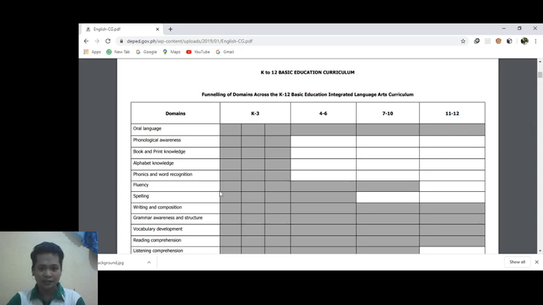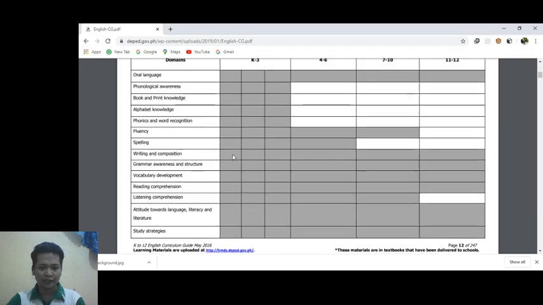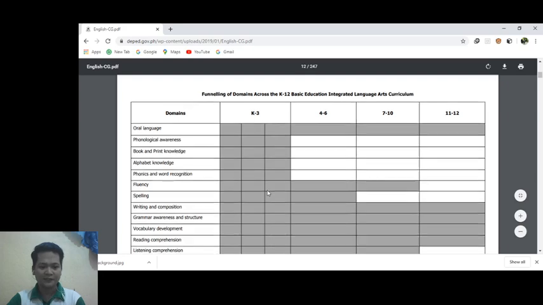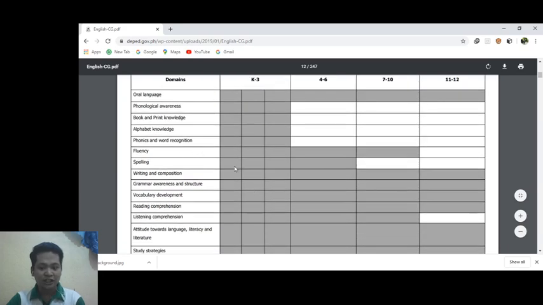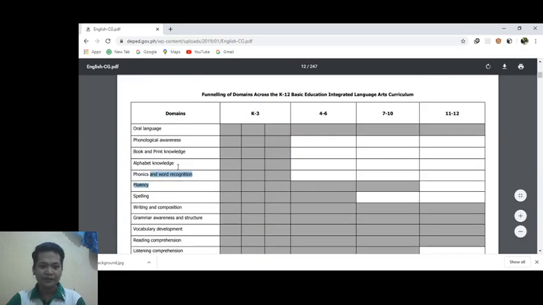Fluency, we have here until 6 also, and 7 to 10 it is also integrated with writing composition, grammar awareness, structure, and so on and so forth. So these are the domains. As you teach in every grade level, these are actually integrated. We are going to see how it is applied in teaching and learning as we go on. All right, so that's it.